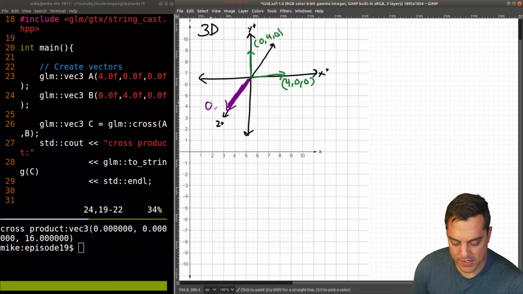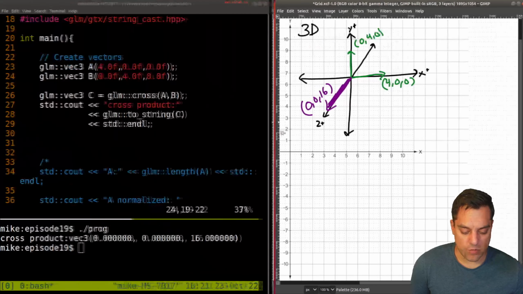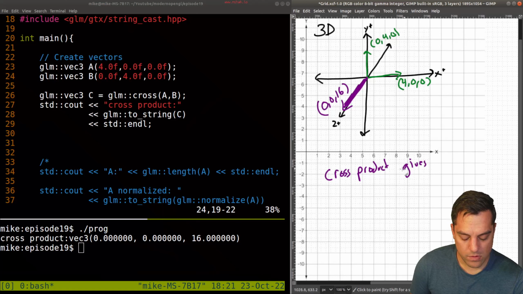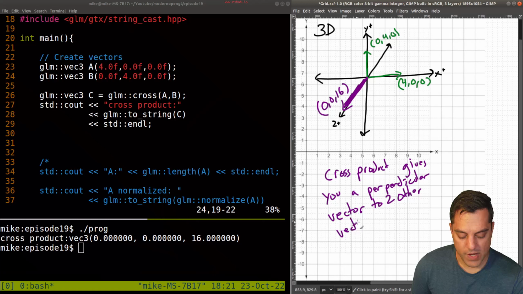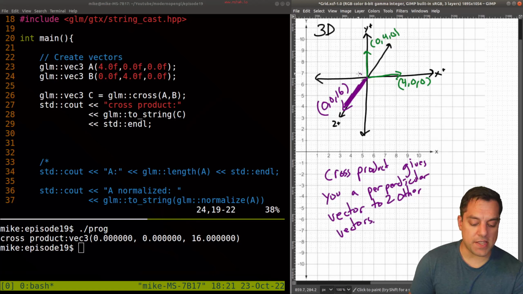Now something in this direction, 0, 0, 16, is a new perpendicular vector. So let me bring this back here. Cross product gives you a perpendicular vector to two other vectors. And that's the idea. Even if we didn't normalize them, we can still see that this is perpendicular.